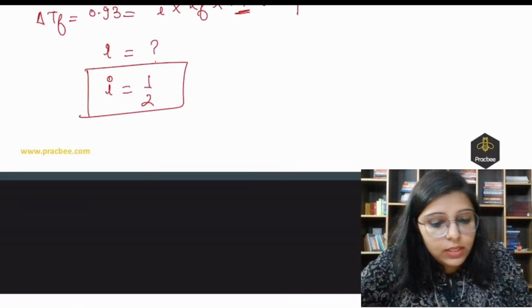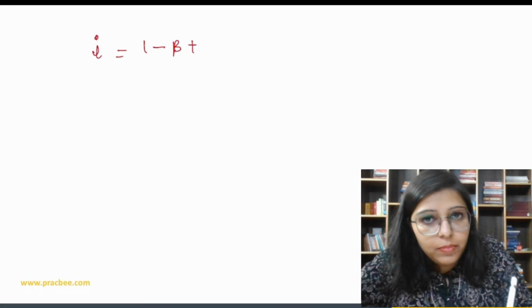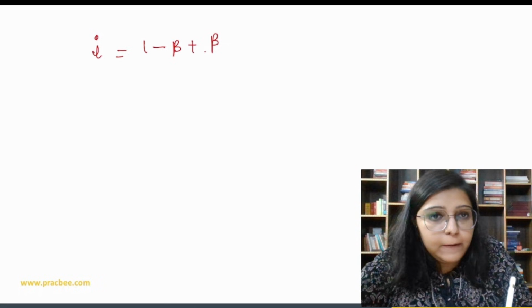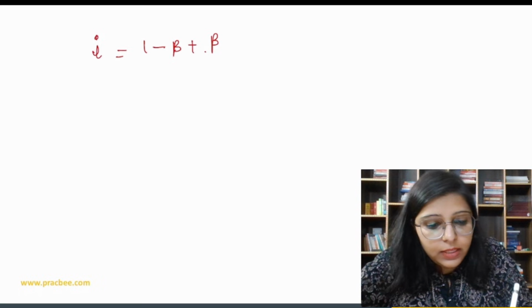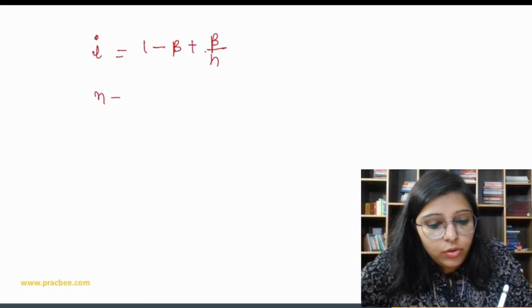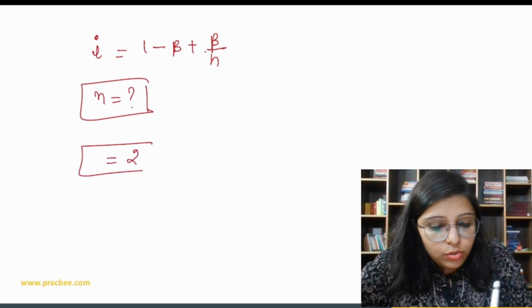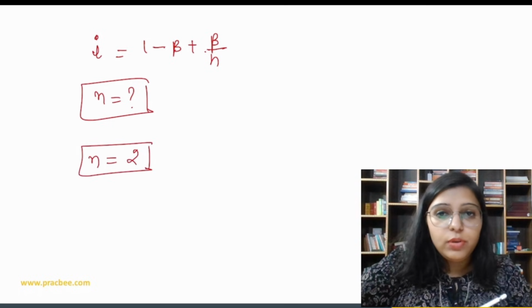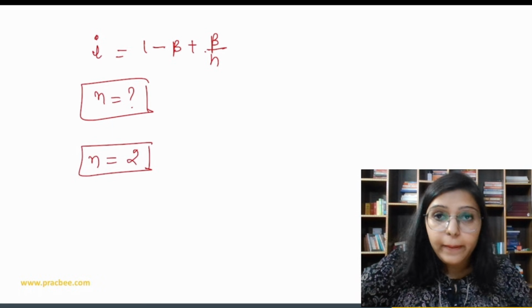Now this is the case of association. So i is equal to 1 minus beta plus beta by n, right? Okay, is it clear? So this is going to be 1 minus beta plus beta by n. So now you can find out the value of n. So n's value comes out to be 2. Okay, n's value comes out to be 2. That's it. That's the case. Okay.